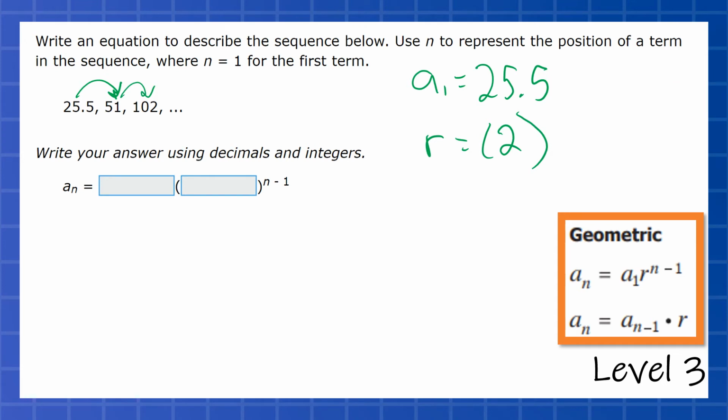And if you didn't notice that, what I like to do is check the next number. 51 times 2, guess what? 102. And so we can go ahead and fill this out. 25.5, and then 2 should be in that. Notice the n minus 1 is the same each time.